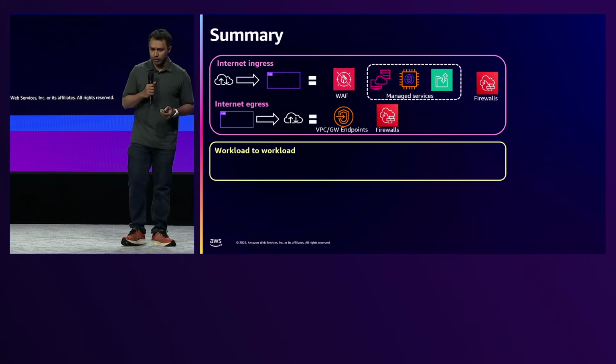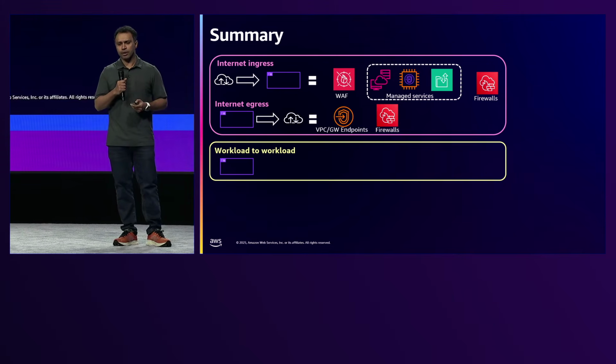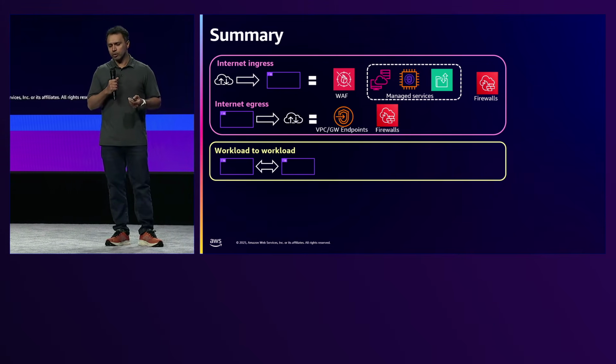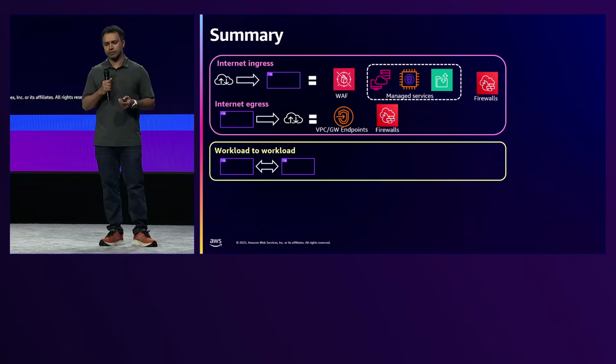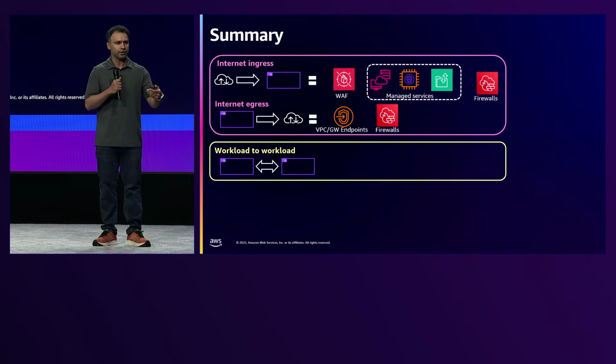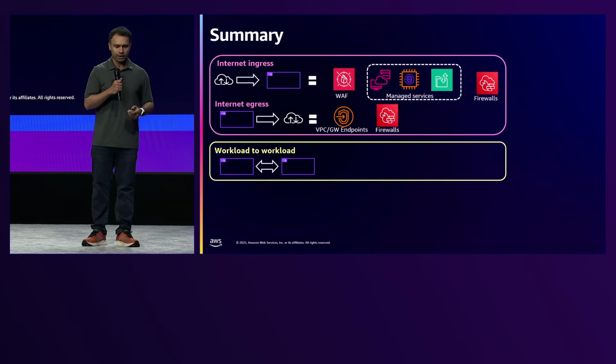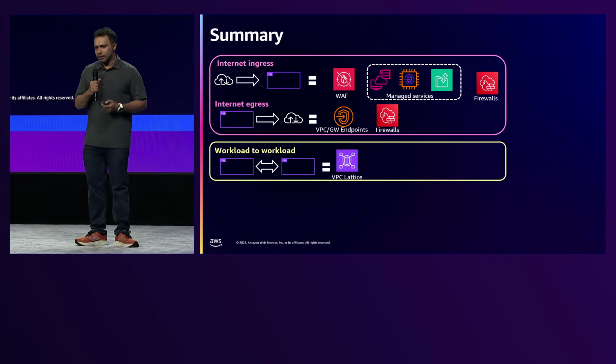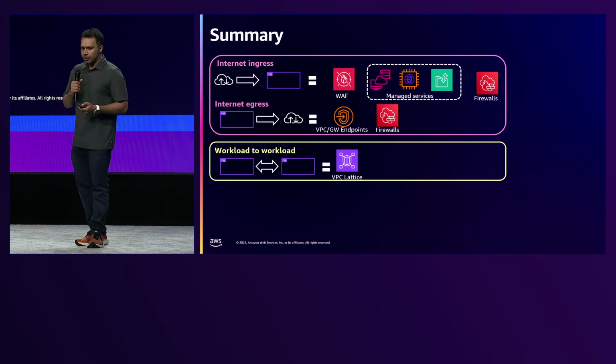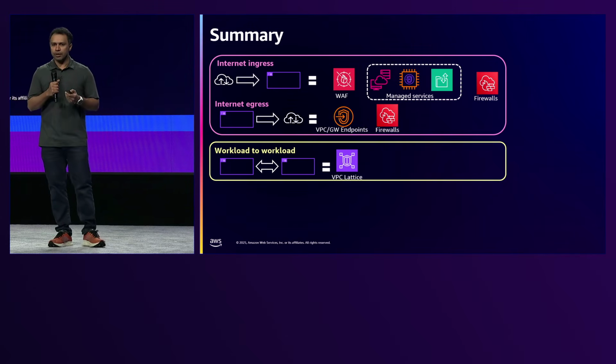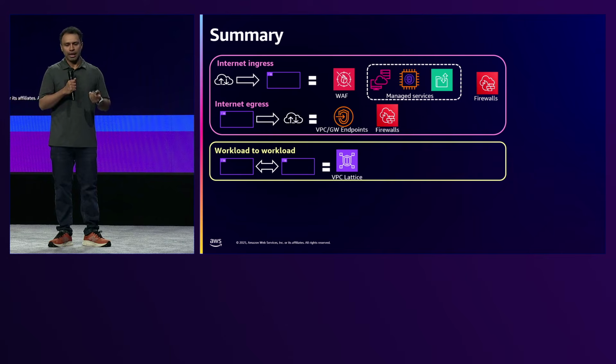Then we spoke about workload-to-workload traffic inspection. So for this, two of your workloads are talking to each other. I'm showing VPCs, but we saw that with VPC lattice, your workloads or consumers can be outside AWS as well. So for this, the verdict is consider using VPC lattice for your HTTP, HTTPS, TLS pass-through, and TCP applications. And if you have UDP applications, that's where you can continue using firewalls.